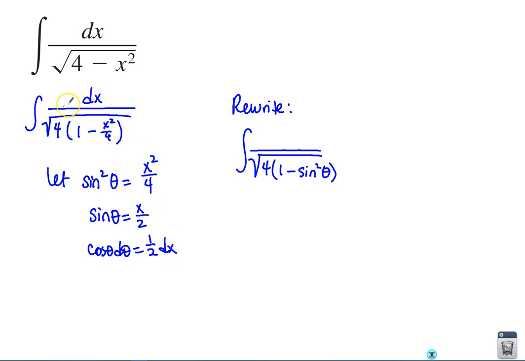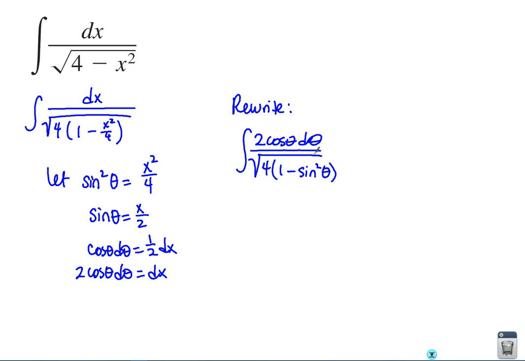Okay, so now I've got 1/2 dx. Oh, but I didn't want a 1/2 dx. I just want dx. So go ahead and just multiply and make that 2 cosine theta d theta equals dx. So far, so good. Now I can put this in my numerator in place of dx. So I've got 2 cosine theta d theta all over the square root of 4 times the quantity 1 minus sine squared theta. Now I'm in a good spot where everything in my original integral has been rewritten in terms of theta instead of x.